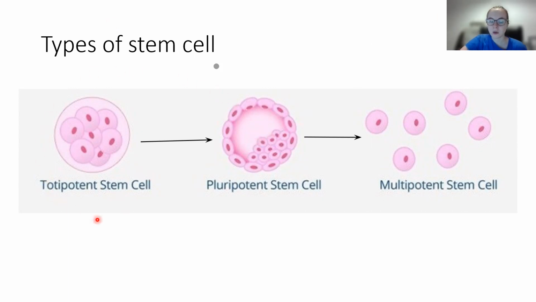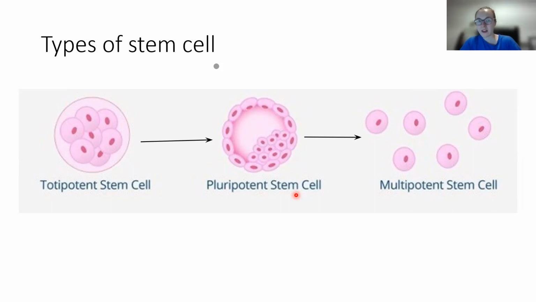So totipotent can go into any type of cell in the embryo and placental cells. Pluripotent can go to any type of cells in an embryo, but it can't differentiate and specialize into placental cells. So that's the difference between totipotent and pluripotent. As we go down the arrow, we lose a type of cell we can differentiate into. Totipotent and pluripotent, we'll only really find them in embryos. That's the only place we'll really find them.